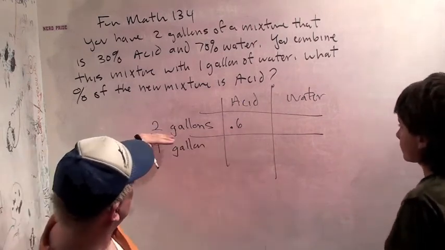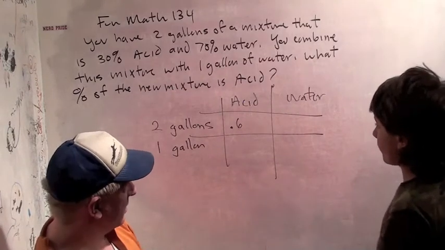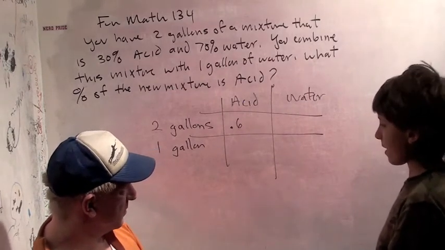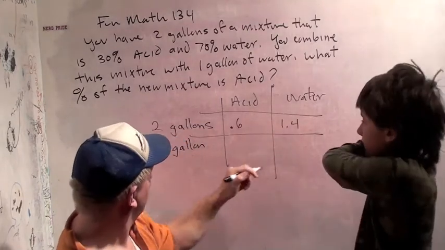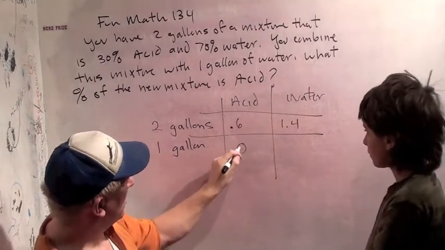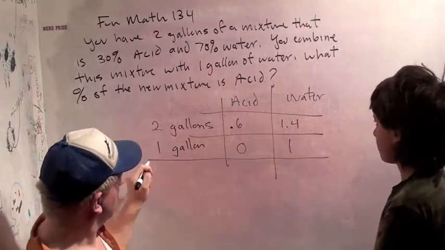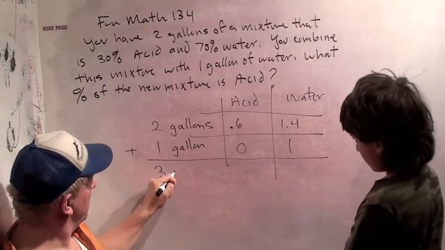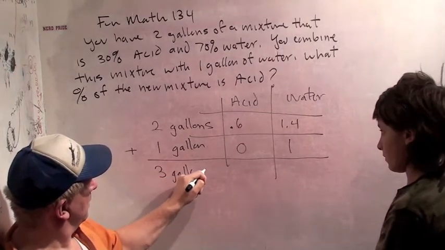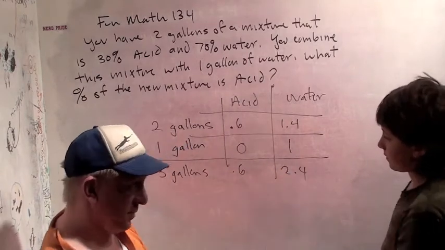So if I've got 2 gallons and 0.6 is acid, how much is water? It's 1.4. 1.4 water. I've got 1 gallon that has no acid and 1 water. So my total is 3 gallons: 0.6 acid and 2.4 water.